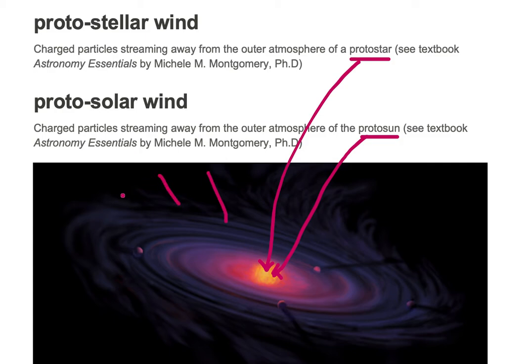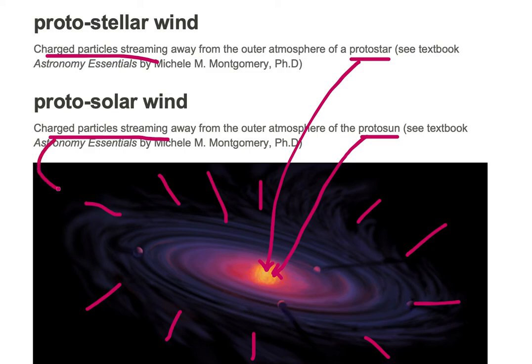Now the solar wind is coming off the proto-object, so we would call this a proto-solar wind, or we would call it a proto-stellar wind. Solar if it's forming into the sun, stellar if it's forming into any star. These charged particles that are streaming out are known as our protosolar wind or our protostellar wind.